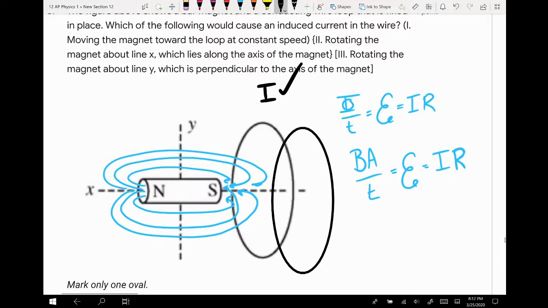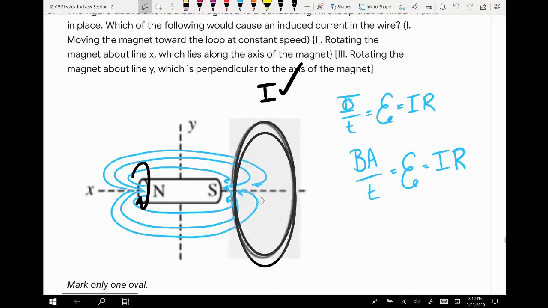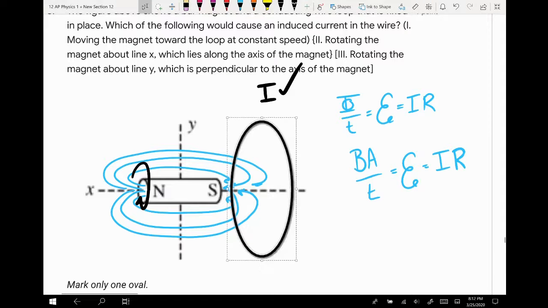Rotating the magnet about the line X, which lies along the axis of the magnet. So if we just spin it like this, it won't change the magnetic field, because this magnetic field is really symmetrical around the magnet. So yeah, we kind of just draw it in one plane, but it's happening symmetrically in all of these planes. So that won't change the amount of magnetic field that's going through the loop. Right, we only really draw it as a 2D representation, but really it is 3D.